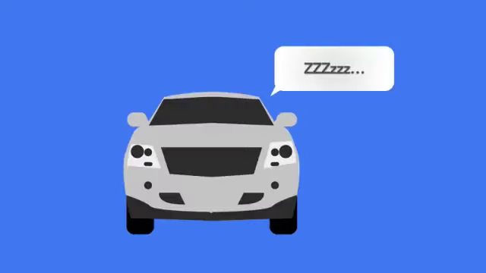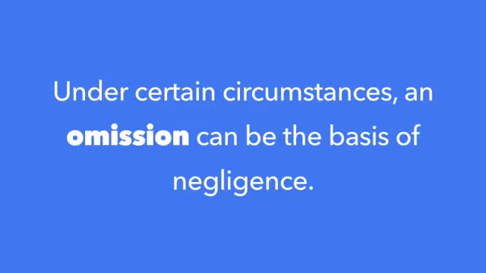For example, if I fall asleep while driving and hit a pedestrian, I would probably be liable for negligence, but not for battery. There would be no liability for battery because when I got behind the wheel, I did not intend to hurt anyone, nor did I act with substantial certainty that someone would be hurt. But there would be liability for negligence because it's careless to fall asleep while driving. Also, under certain circumstances, an omission can be the basis of negligence, whereas an omission is rarely the basis of an intentional tort.